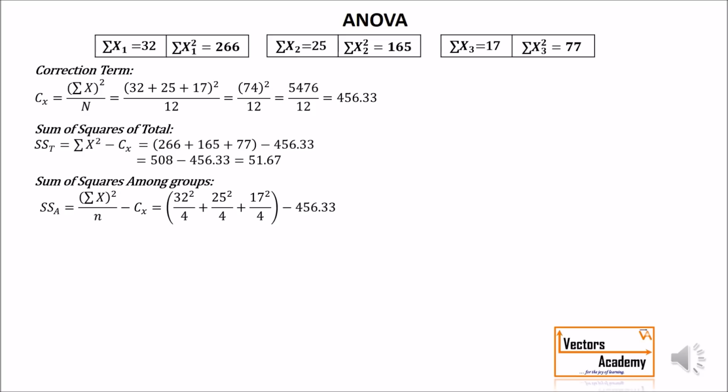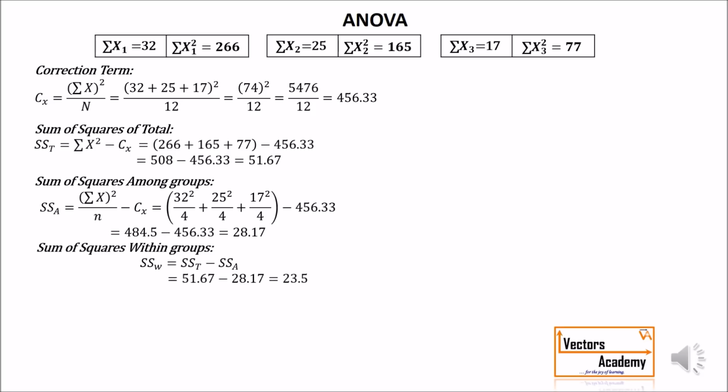And we have to add all these fractions and subtract it with the correction term. So I'll get 28.17. The next is sum of squares within groups. So both the terms we have calculated, sum of squares of total and sum of squares among groups, you have to subtract them and I'll get the value of sum of squares within groups as 23.5.